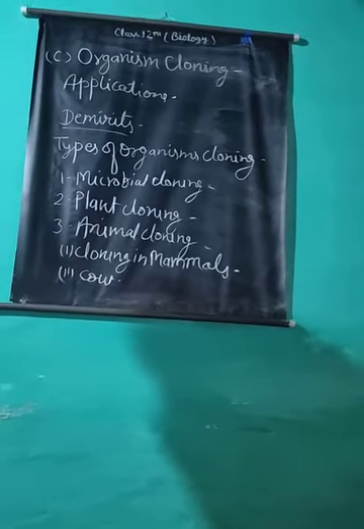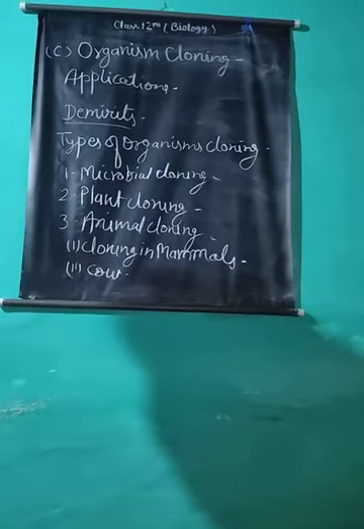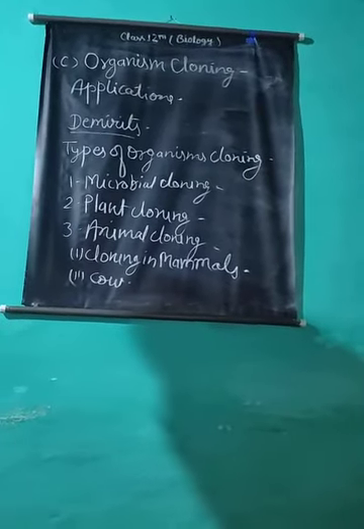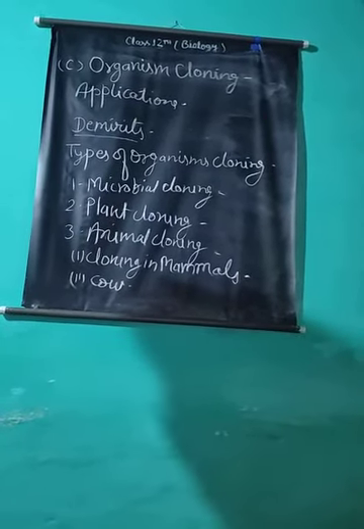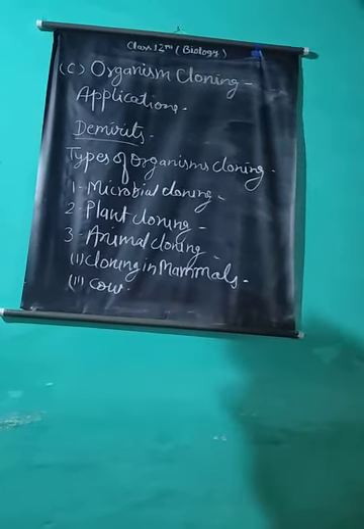These microembryos are transplanted into the wombs of different cows. Then they develop into calves. All of these are clones of each other.